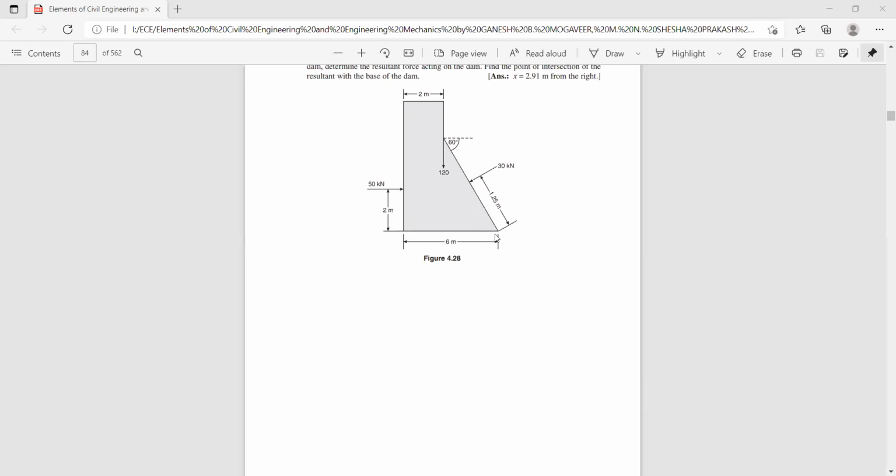So this total distance is 6. So if you take out this, the remaining distance, that is 30 sine 30 into 6 minus 0.625. So you get the sum of moments, sigma MA. How much is it?